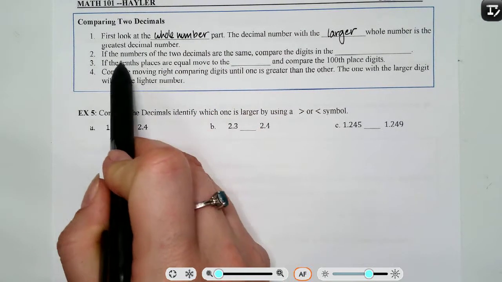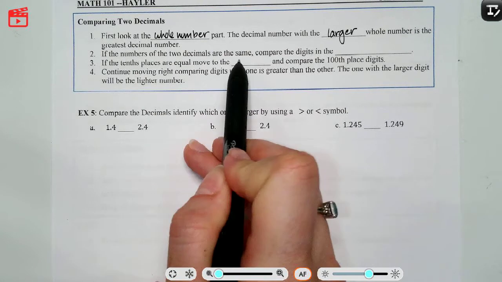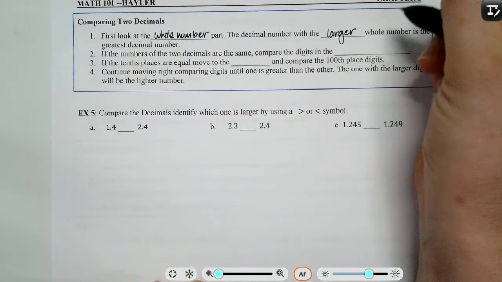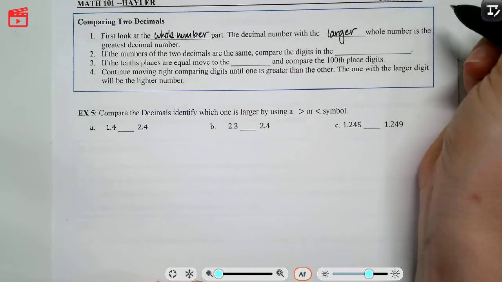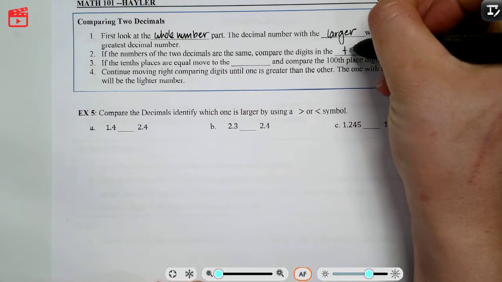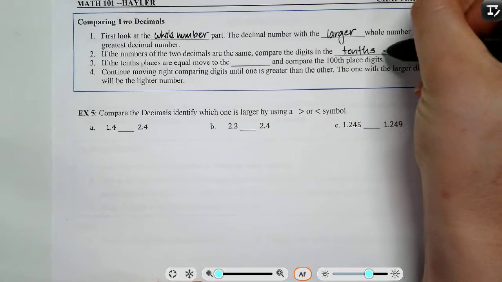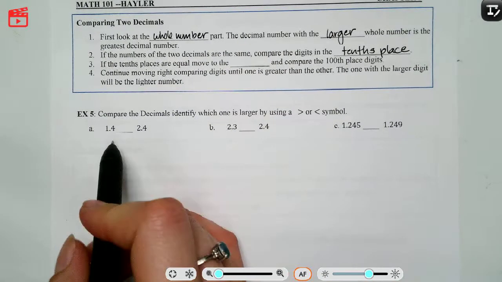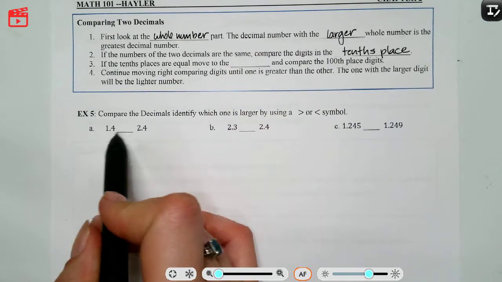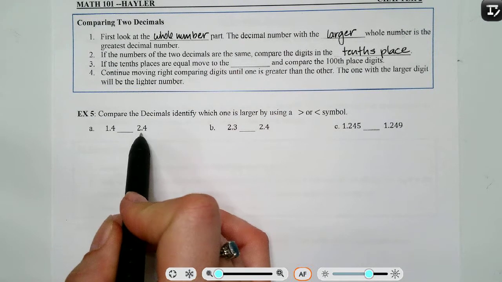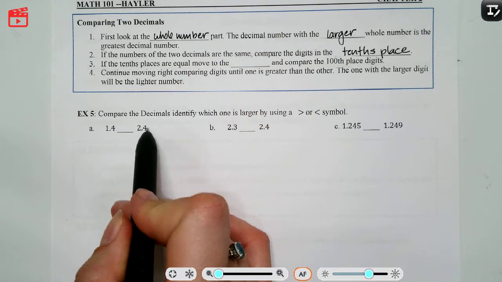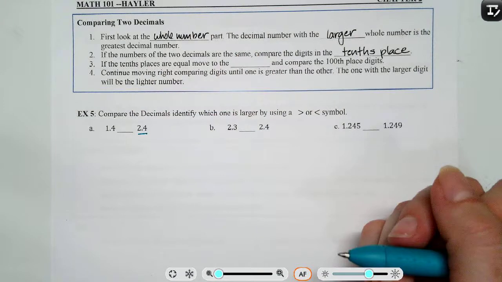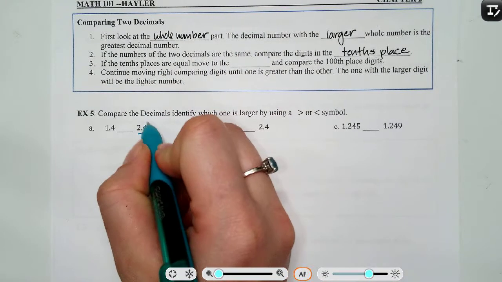But if the whole numbers of the two decimals are the same, we're going to compare the digits in the, what do you think it's going to be? In the tenths place. Okay. So for this first one, for A, when we were comparing this, we noticed that's a 1 and that's a 2. So because the whole number part is greater for this decimal, we're going to go ahead and say that this one is greater.